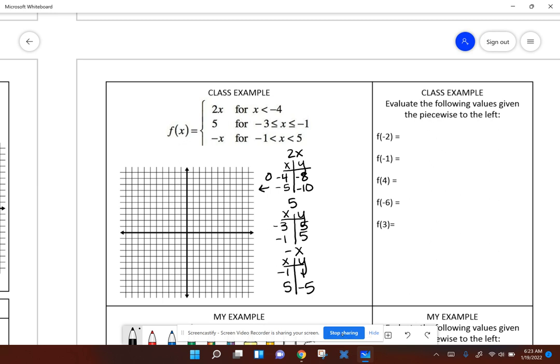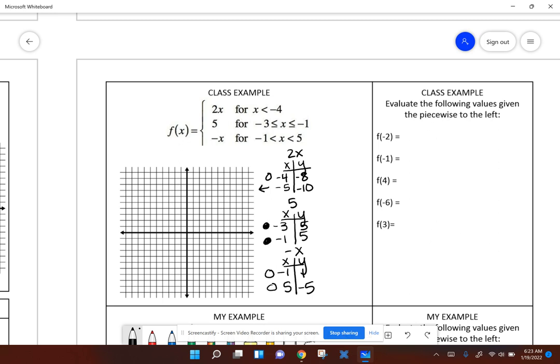For this -3, I have a less than or equal to symbol, so that's a closed dot. Also at -1 is less than or equal to, so another closed dot. In the next domain, this -1 has an open dot as well as 5. Now we can go ahead and plot our points.